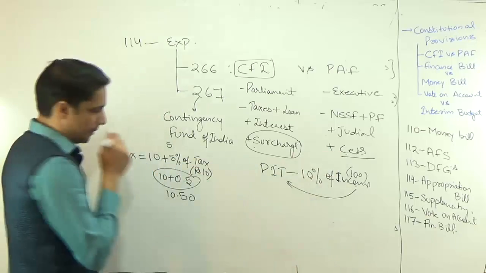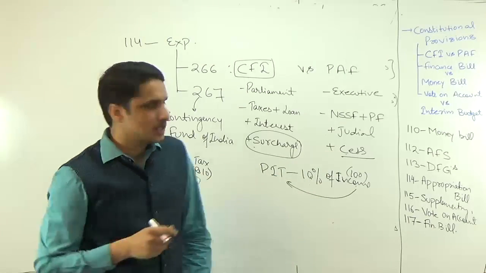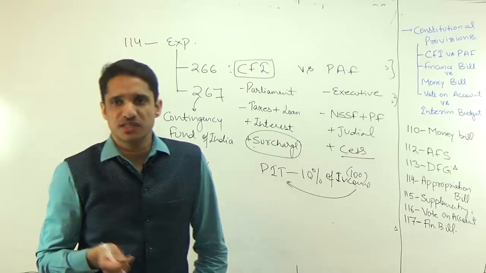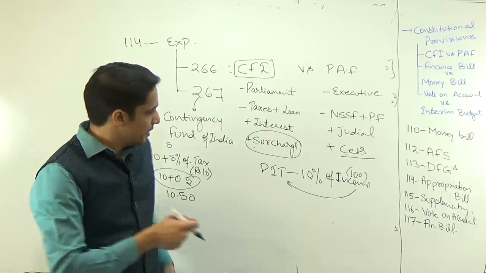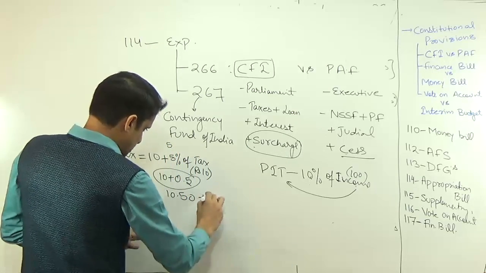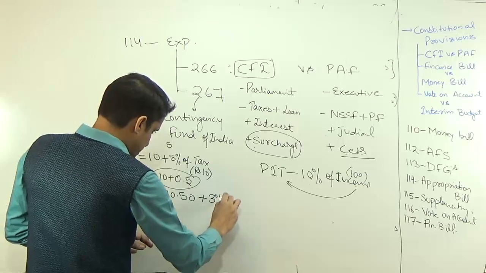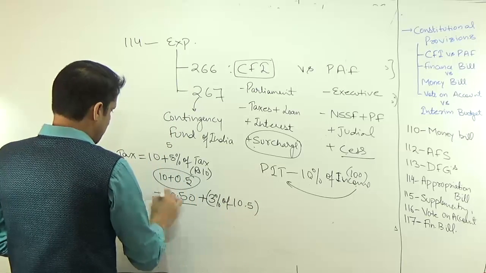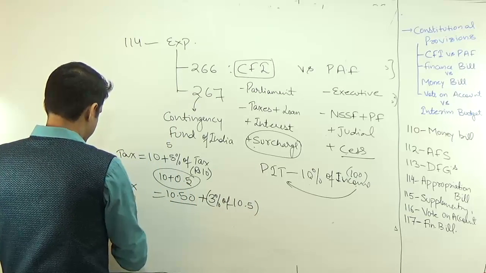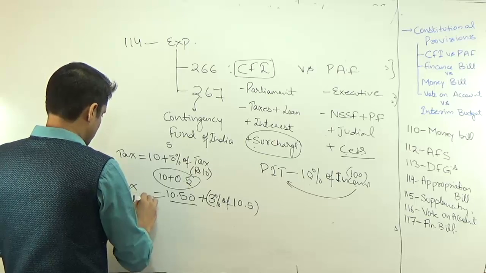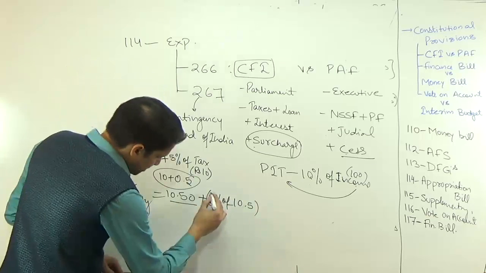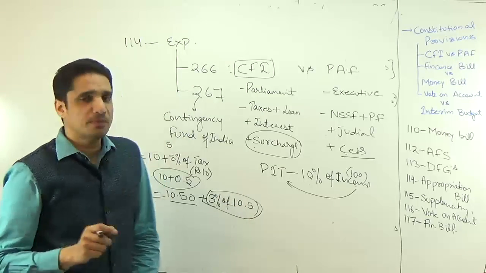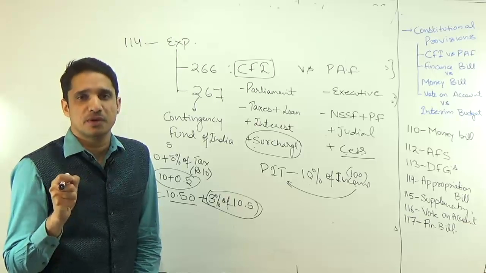Now cess will be levied. The difference is that surcharge is for general purpose and cess is for a specific purpose. For example, we have education cess. Suppose the education cess is 3%. So this is 3% of 10.5, and this will be your final tax liability. Whatever this money is, this 3% of 10.5, the government has to use for that specific purpose.